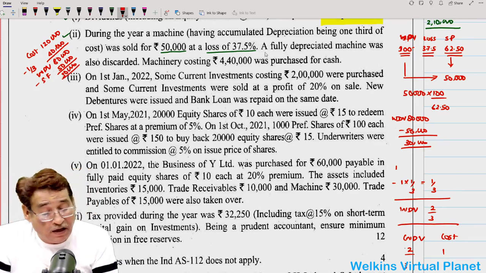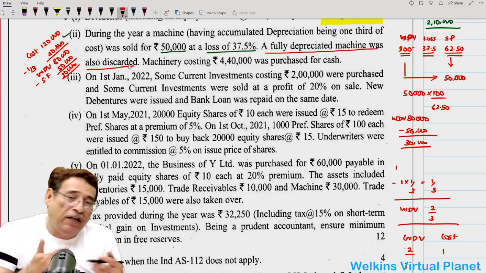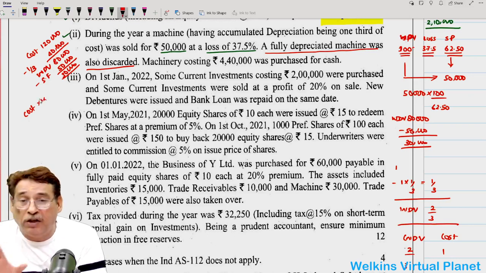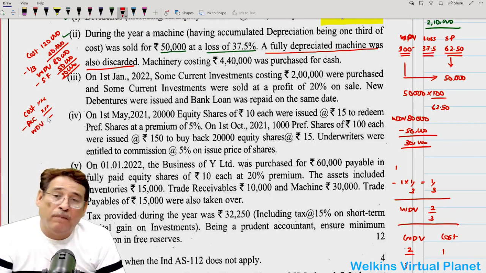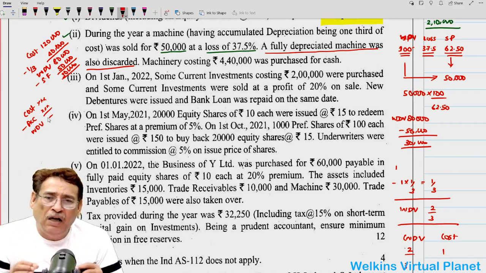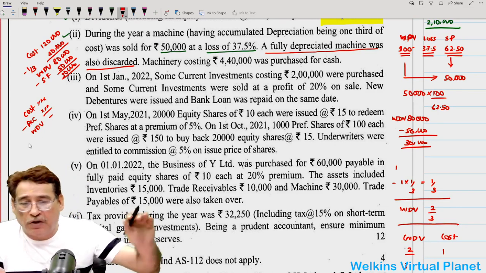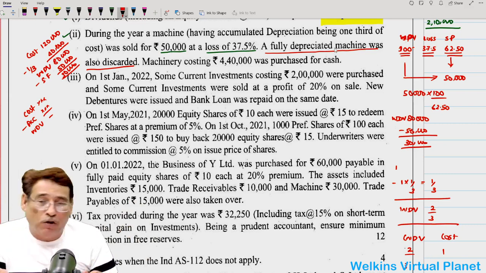Question also says that a fully depreciated machine was also discarded. A fully depreciated machine, what we mean by fully depreciated machine? Suppose cost of a particular machine is 100 and accumulated depreciation is also 100. So we may say it has got nil written down value. If it has got nil written down value, indirectly it means we will discard this machinery, we will throw this machinery. So this particular line, a fully depreciated machinery was also discarded.